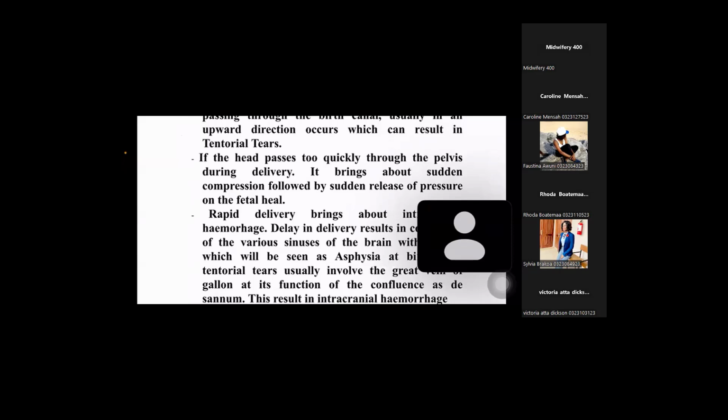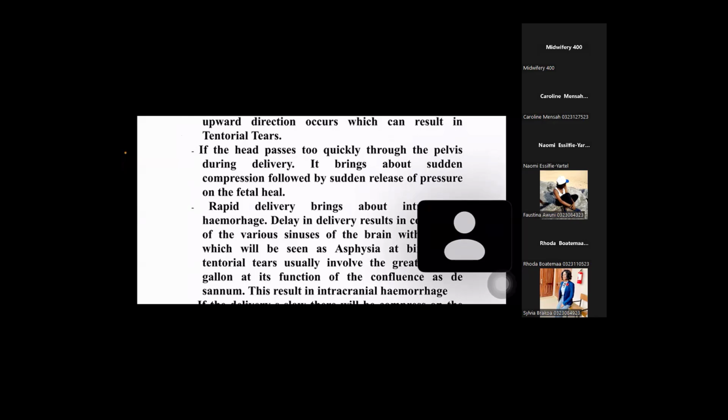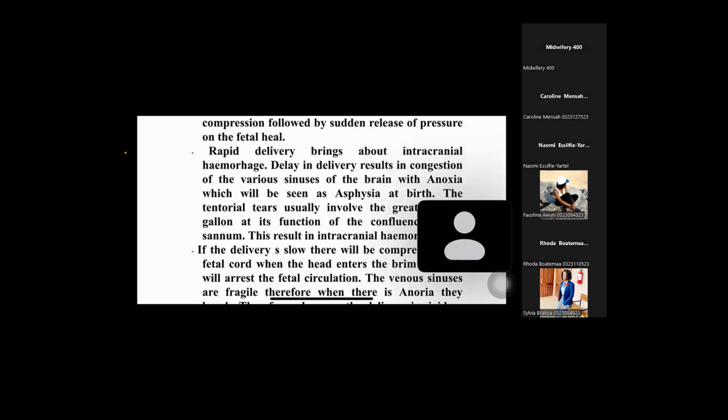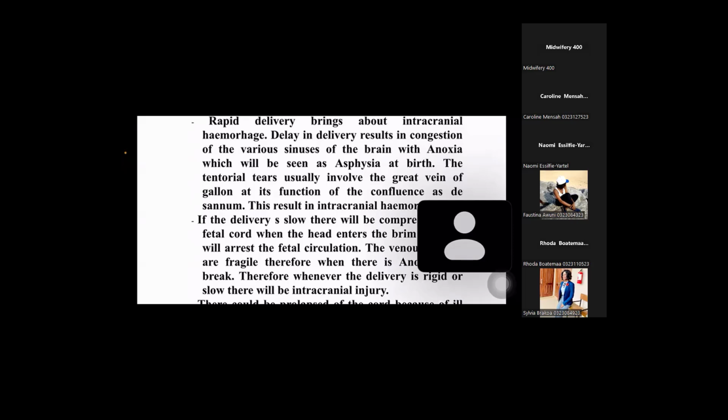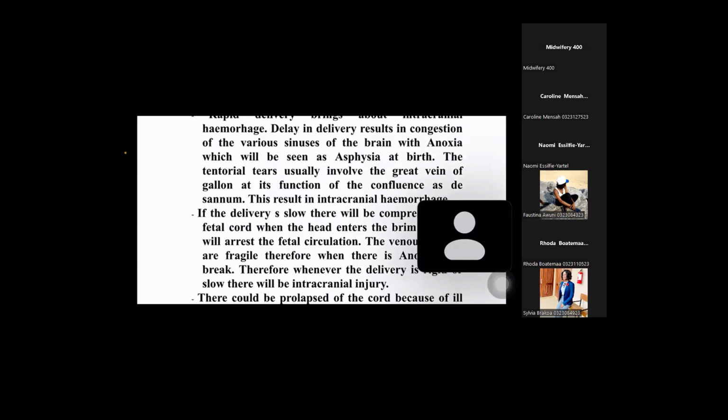If the head passes too quickly through the pelvis during delivery, it brings about compression, followed by sudden release of the pressure on the head. I think that one is self-explanatory. Rapid delivery brings about intracranial hemorrhage. Delay in delivery results in congestion of the various sinuses of the brain with anoxia, which will be seen as asphyxia at birth. The tentorial tears usually involve the great vein of Galen and its junction with the confluence of sinuses. This results in intracranial hemorrhage.